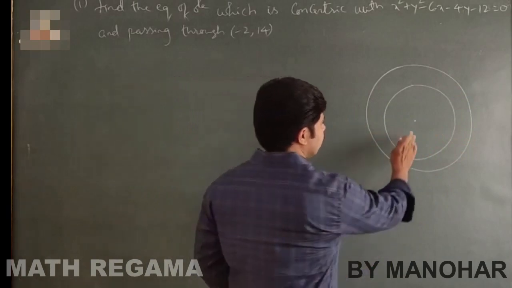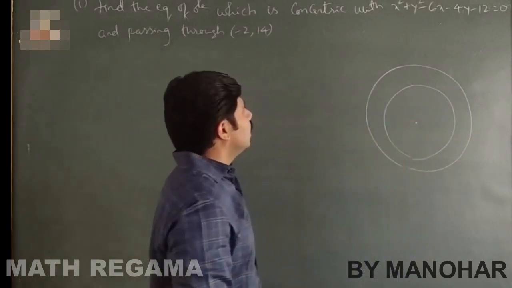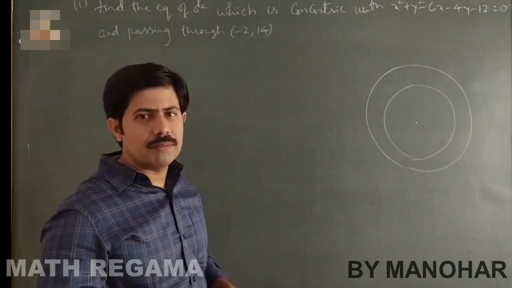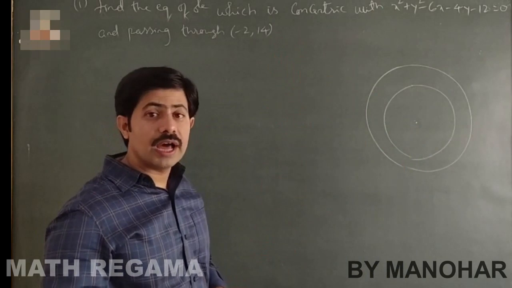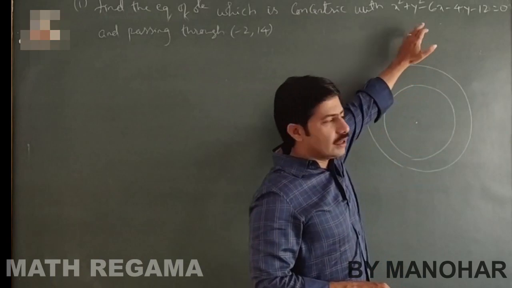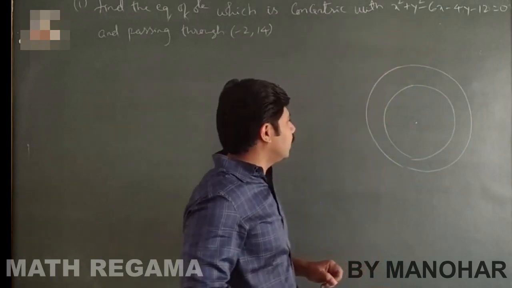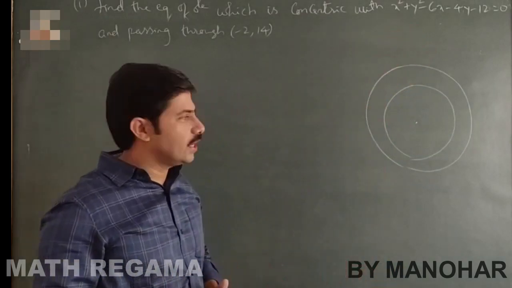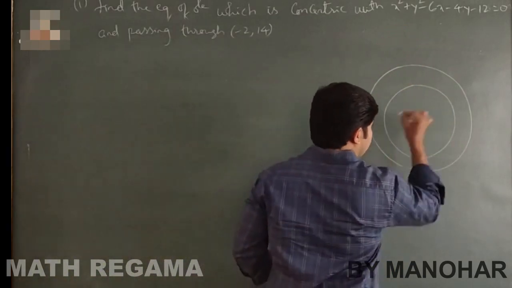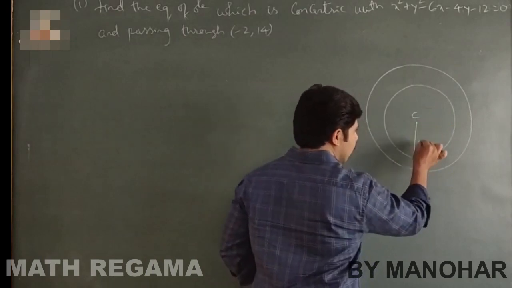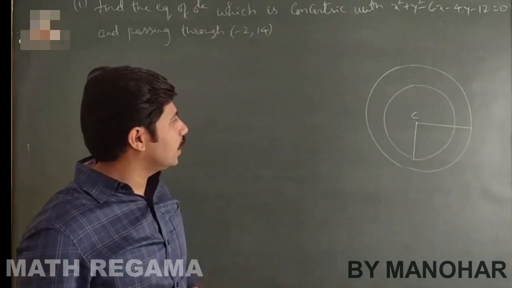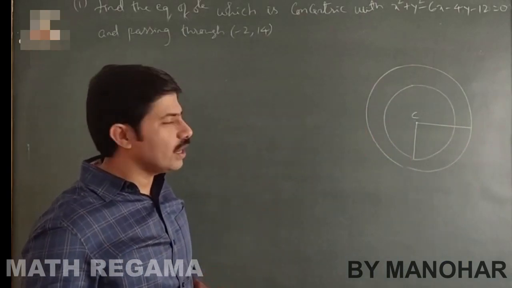So now this is the same center we have for both the circles. Here the equation of circle is given, x square plus y square minus 6x minus 4y minus 12 is equal to 0. So we have to find out another equation of circle which is concentric to the given circle. One more important point is, if two circles are concentric, they have same center but they differ in radius.